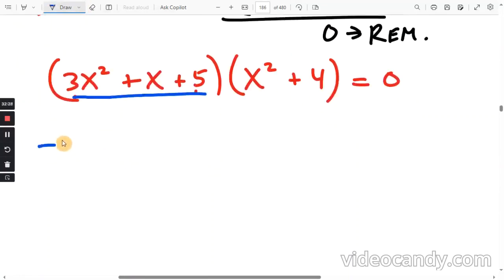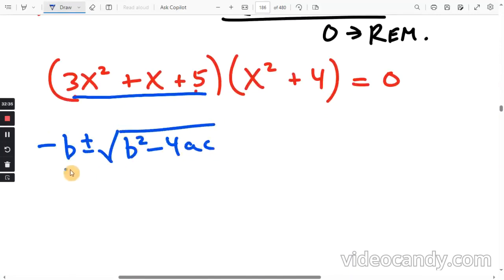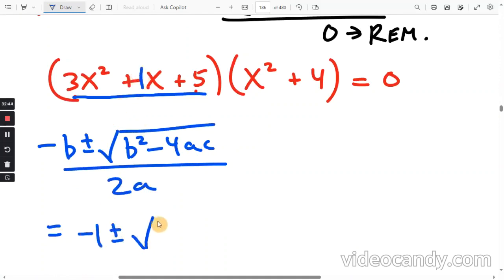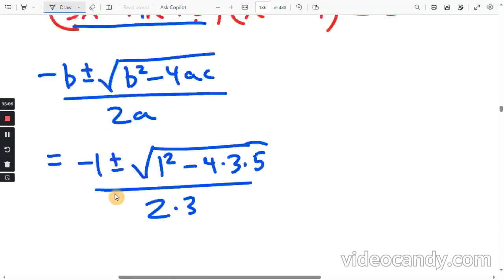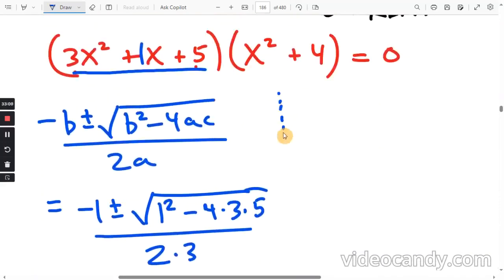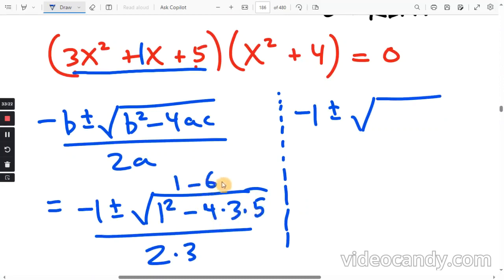All right, so let's see. Negative b plus or minus radical b squared minus 4ac, all over 2a. Negative b, this is going to be negative 1, plus or minus radical b squared, so it's 1 squared, minus 4 times a, which is 3, times c, which is 5. And that's divided by 2 times a, or 2 times 3. All right, negative 1 plus or minus square root. 1 squared is 1. 4 times 5 is 20, times 3 is 60. So we have 1 minus 60, which gives us negative 59. And that's divided by 6.